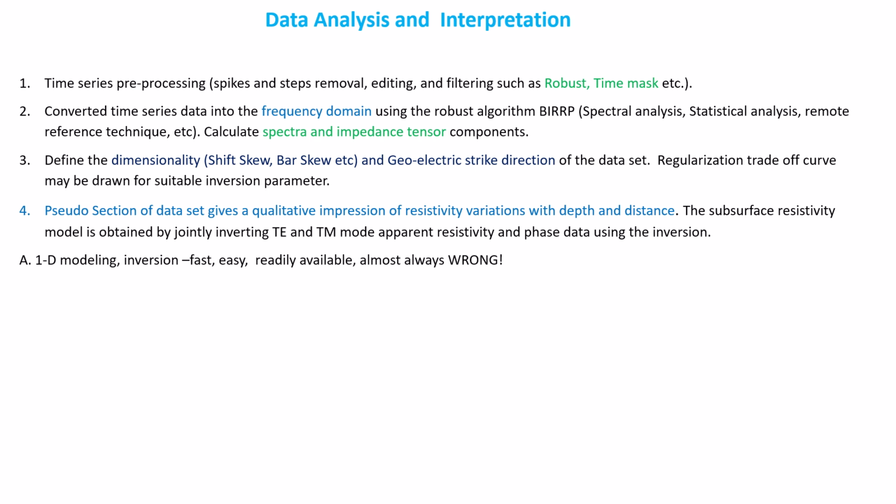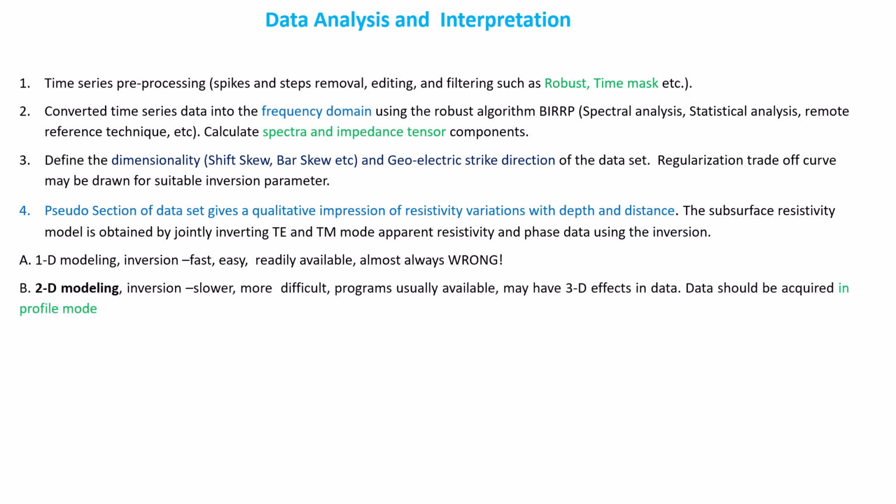And that subsurface resistivity modeling is obviously done by inverting the TE and TM modes for apparent resistivity and the inversion data. So basically, 1D or 2D inversion models are fast and easy, 1D mostly. Compared to that, the 2D inversion model is slower and more difficult, and usually programs are available.